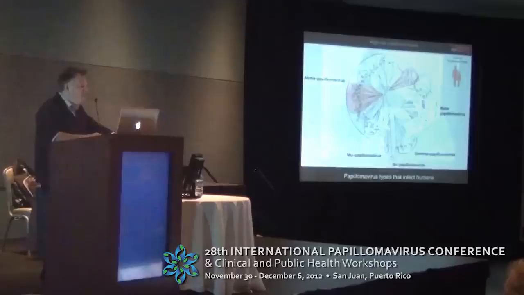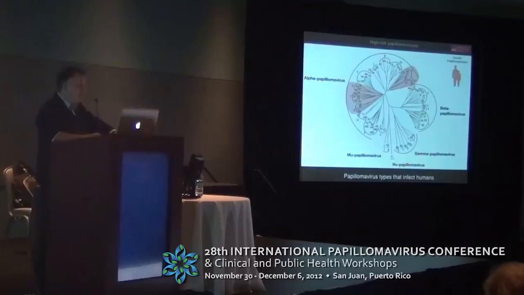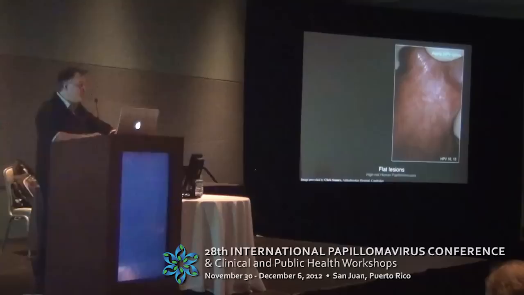Now, if we just look now at the high-risk viruses, these are the viruses which are particularly important for this audience. We know that HPV 16 and 18 are the most significant ones. 16 and 18 cause the majority of cervical disease. And most of my talk is really going to focus on cervical disease and genital infections, because we understand the life cycle of these sites much better than other sites. But of course, these viruses are very prominent in the general population, and they cause inapparent lesions in the majority of individuals who are infected.